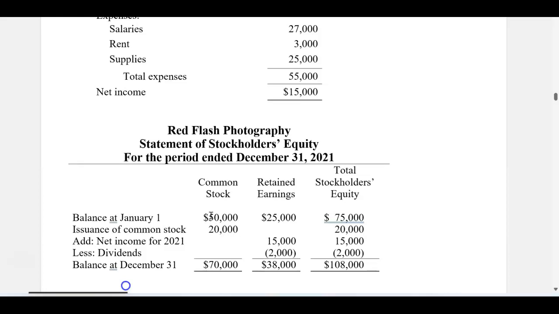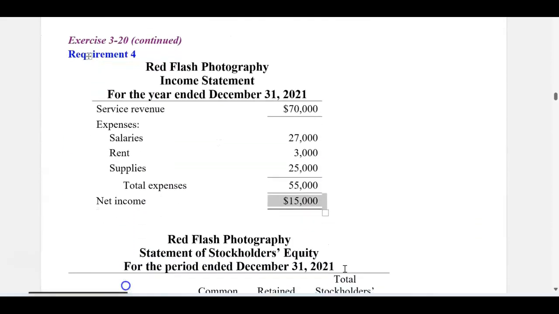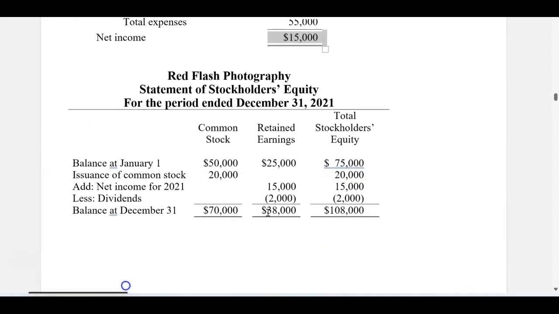So common stock was at the beginning 50, but you issued another $20,000 worth of common stock. That means the common stock at the end of the balance is $70,000. Retained earnings at the beginning was $25,000, but you had net income from here that goes there, and then minus the dividend that you have in here, 2,000. And that gives you ending retained earnings. And then of course, if you add them up, total stockholders' equity will show up on the right column.